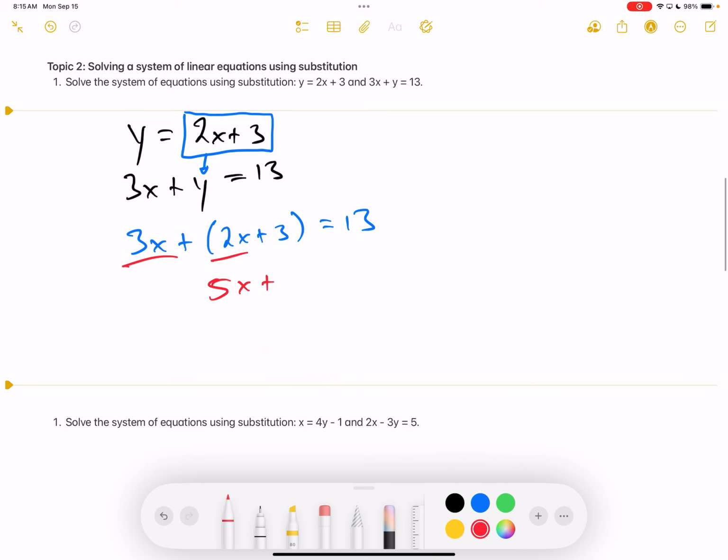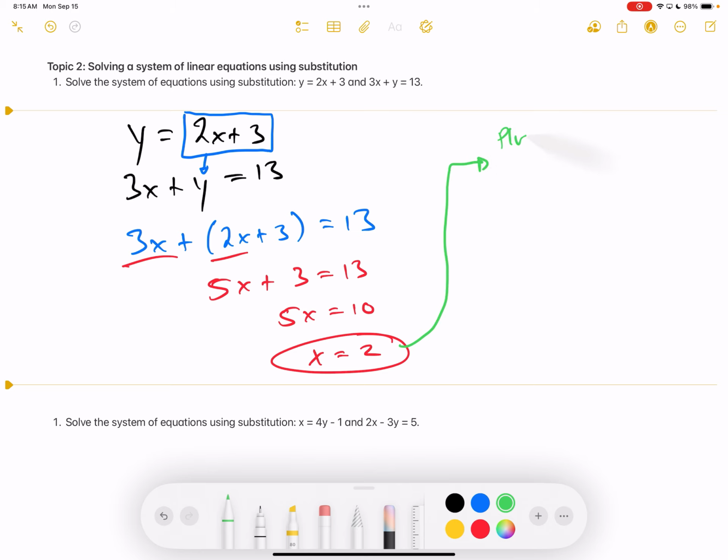Combine like terms. Subtract 3. Divide by 5. Okay. So that is my x value. So remember, I'm looking for an intersection point, so I need to find the y value. So anytime you get one answer, you always want to take it and plug it back in. Okay? You got to take it and plug it back in.